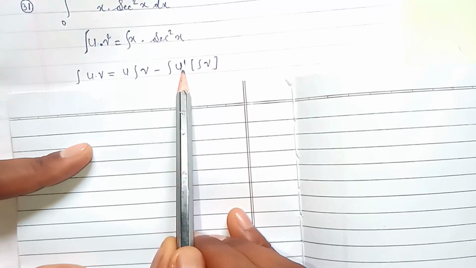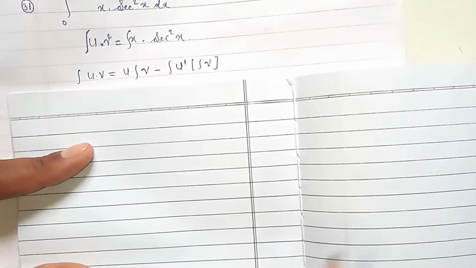Okay, so we have to apply the limit of integration to the whole second bracket. Now let's start our solution. I will explain it all to you in detail. Okay, let's see how we can apply it.